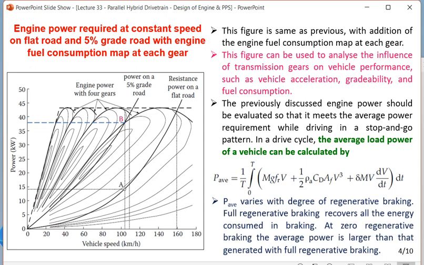And P_ave, so what is P_ave? What is the equation about? P_ave varies with the degree of regenerative braking. Full regenerative braking recovers all the energy consumed in braking. At zero regenerative braking, the average power is larger than that with full regenerative braking. So a very important line is given at the end: at zero regenerative braking, the average power is larger than with full regenerative braking. These are some of the considerations used for engine design in a hybrid electric drivetrain.